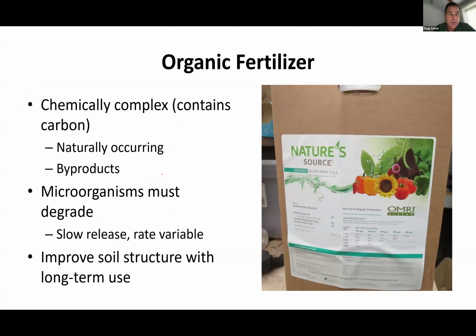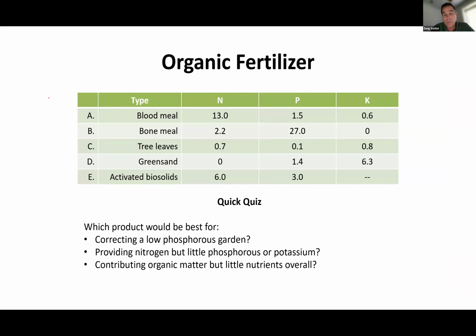So let's talk about options for doing that. Organic fertilizers are great choices. They're made from organic materials, which means they're chemically complex. They're naturally occurring. They're byproducts. They also rely on microorganisms to degrade them, which means that they are slow release. They release the nutrients slowly at a variable rate, which depends on the temperature and the moisture variability. And over time, they can improve your soil structure because you're adding organic matter and you're adding carbon to the soil. Organic fertilizers come in a variety, literally hundreds and hundreds of different types.